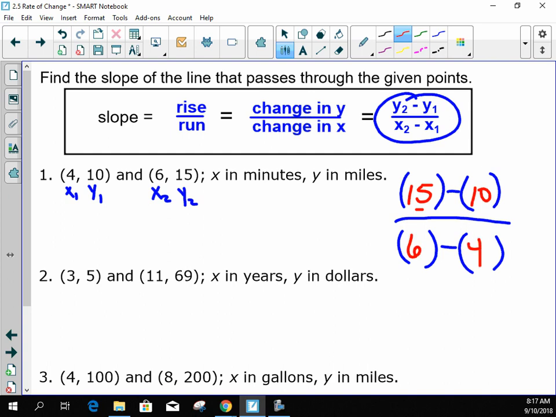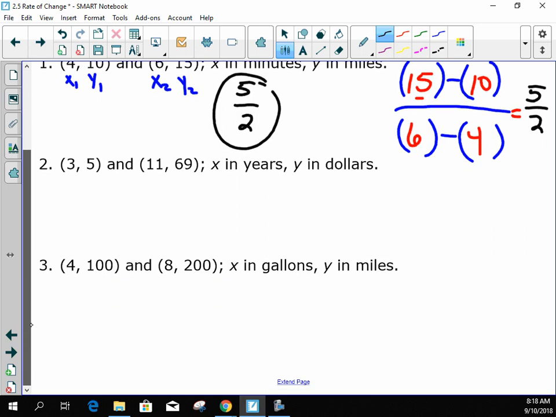Now, I put that in my calculator, and I come up with 5 over 2. So this equals 5 over 2. So what's my rate of change? 5 over 2. Now, X is your minutes, Y is your miles. So this is 5 miles in 2 minutes. But I don't care about that. The only thing I care about is 5 over 2.